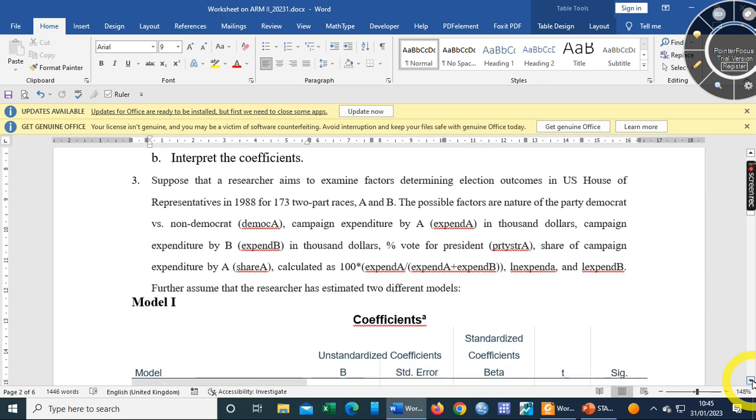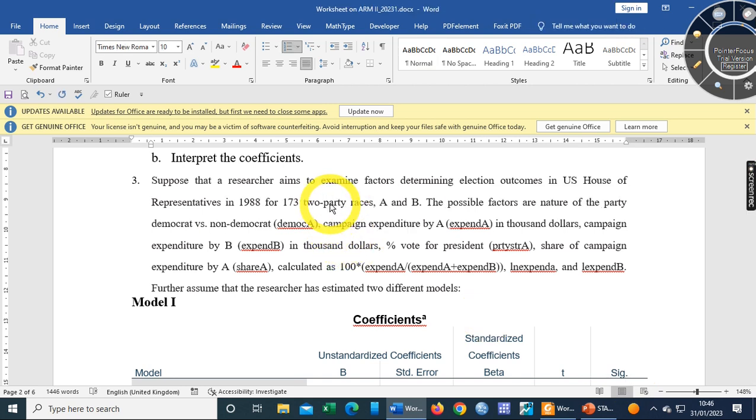When we come to the third question, in this example, a researcher wants to investigate factors determining election outcomes in the U.S. House of Representatives in 1988 for 173 two-party races, Party A and Party B.